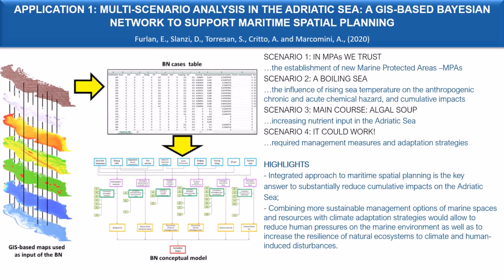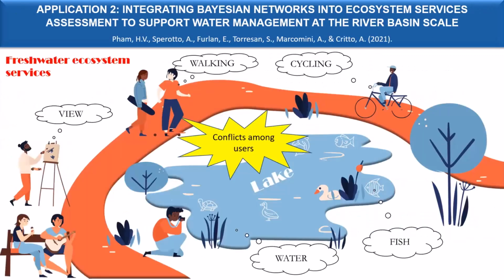And then the second application, we move from the sea to the land. So we focus on freshwater ecosystems. As you can see here, that is one example of a lake or freshwater ecosystem, with the surroundings and different stakeholders, different users, and there's conflict among users. So the question is how to balance the conflict, to reduce the conflict among users and balance their needs.